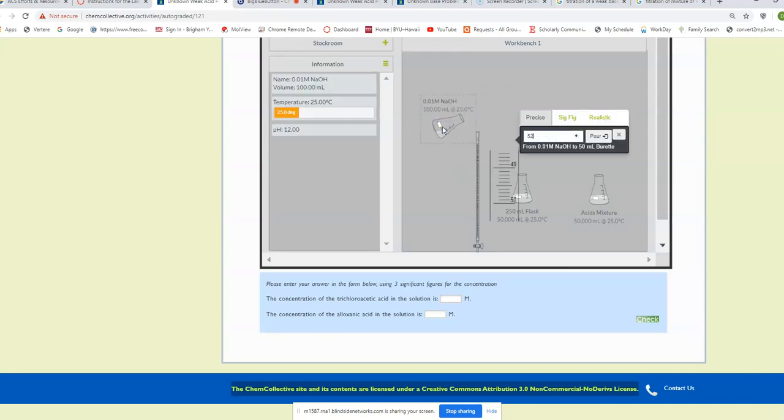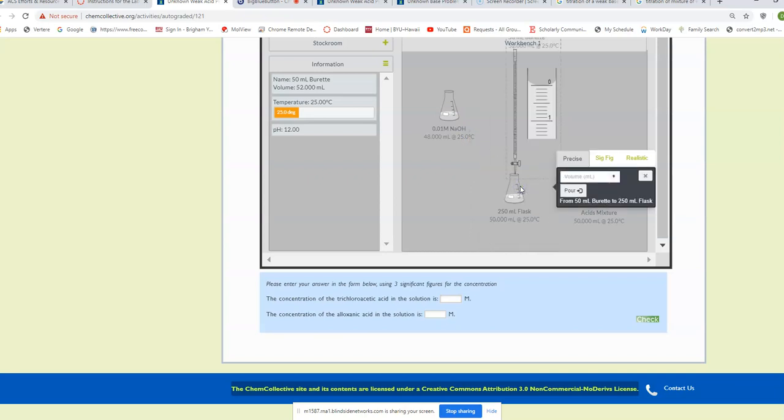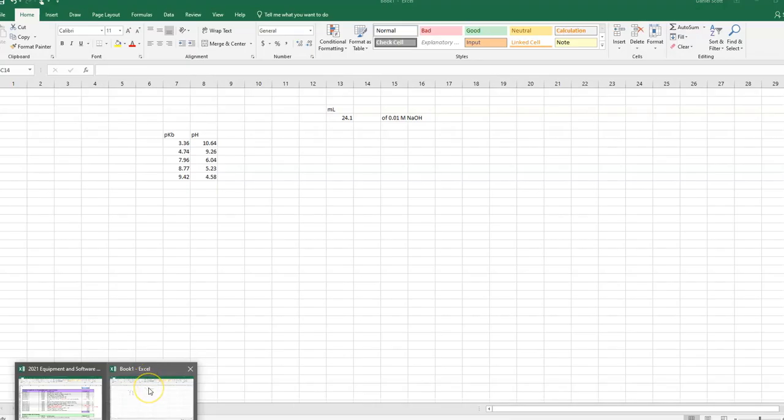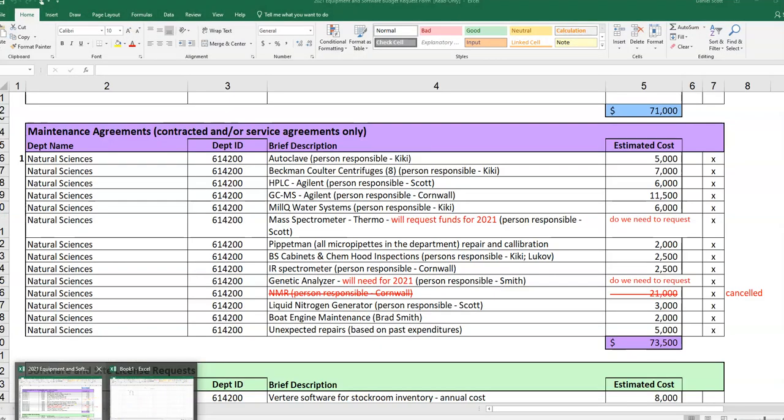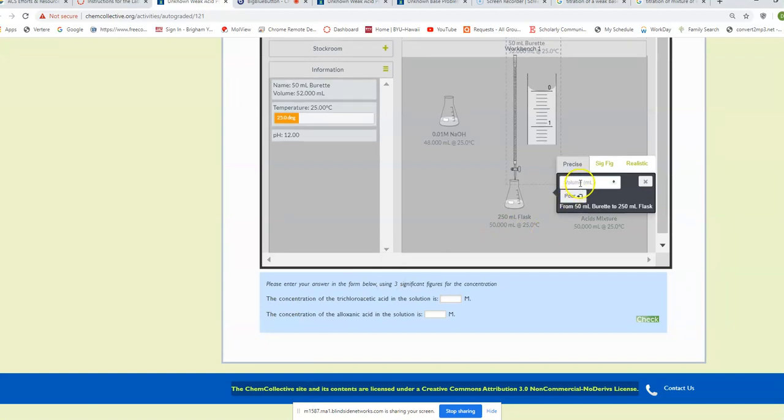You ready? 52 mils. Going to add that to this one here. So theoretically, if my last titration was pretty close, then I should be reaching my endpoint at about not 24.1, but about 12.05 milliliters. Okay, because I only used half as much volume this time, 12.05.